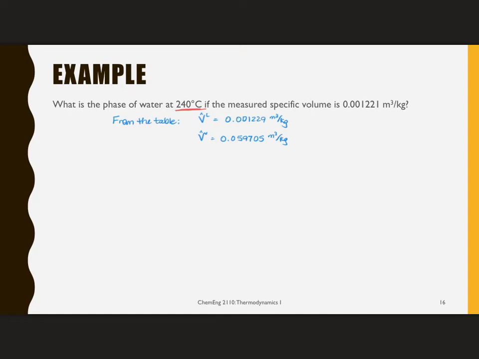Okay, welcome back. So what I found was that the saturated liquid specific volume is 0.001229 cubic meters per kilogram, and for saturated vapor, it's 0.059705 cubic meters per kilogram. Now, how does that help me tell what the phase is?